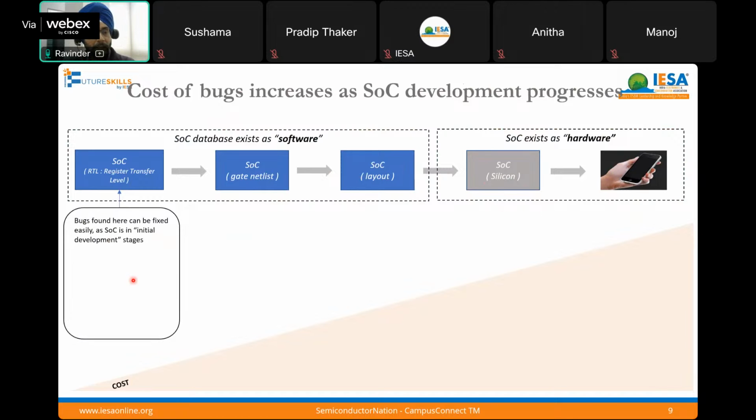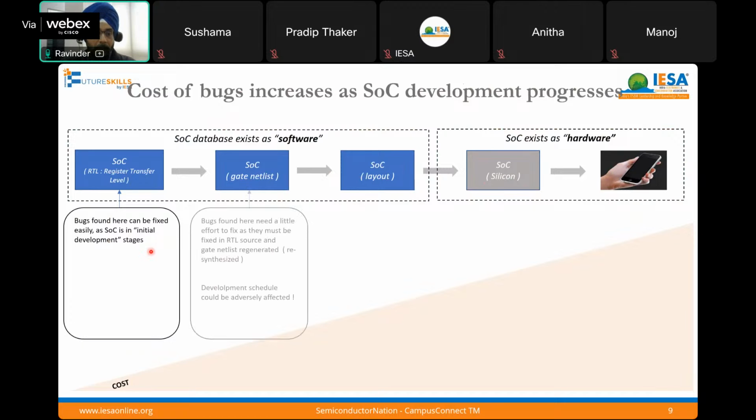Now, if the bugs are found at early stages of the design flow, we expect to find some bugs, and they're easily fixable because we are in very initial stages. Now, if we move on to the next stage, the bugs found here need a little bit more effort to fix, as they must also be fixed in the previous RTL source, and synthesis has to be redone. And so it is more effort and time consuming here. So the development schedule may or may not be affected.